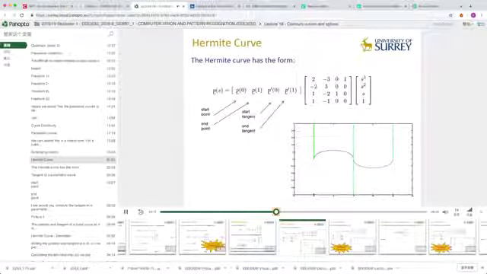P dash of 0, the little dash here is indicating first derivative, okay? So that means the first derivative of the curve at the start. So in other words, it's velocity at the beginning of the curve. That corresponds to this green arrow, this green vector pointing upwards, okay? And then similarly, P dash of 1 is this vector pointing downwards, okay? So that's the end tangent to this blue curve.